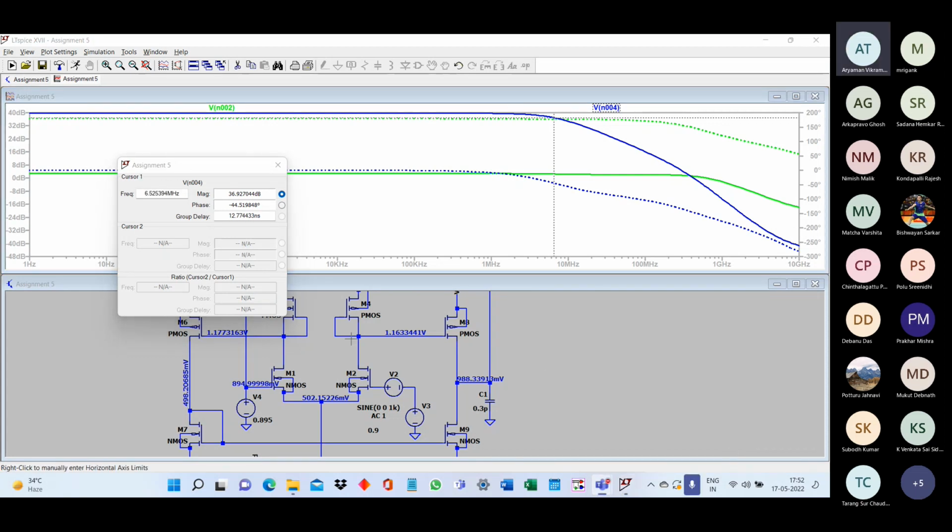Now it's around 6.5 megahertz. Now you can see the phase margin is 35 degrees. So at the 0 dB point, you're getting around 146. The phase margin has reduced to 35 degrees. So you can understand that by adjusting a little bit, you can go to 45 degrees.